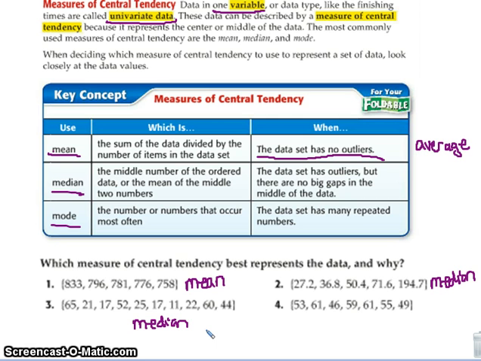However, look at number 4. That's going to be mean because they're all kind of close right there together. So number 4 is definitely a mean.